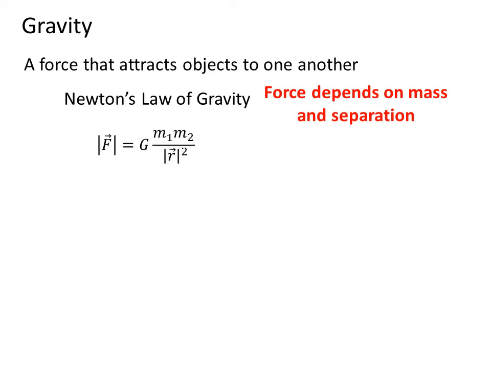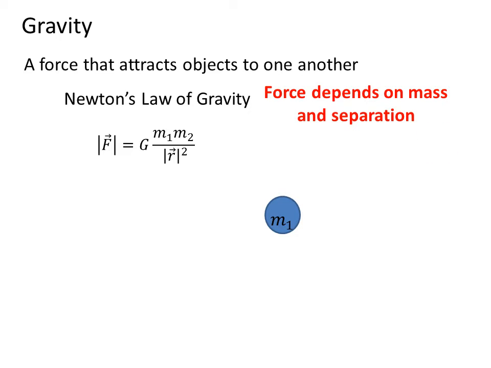The functional form of Newton's law of gravity is that the magnitude of the force is equal to a constant, big G, times the mass of one object times the mass of the second object, divided by the square of the distance separating the two objects.